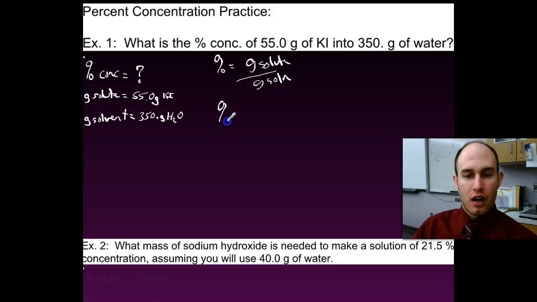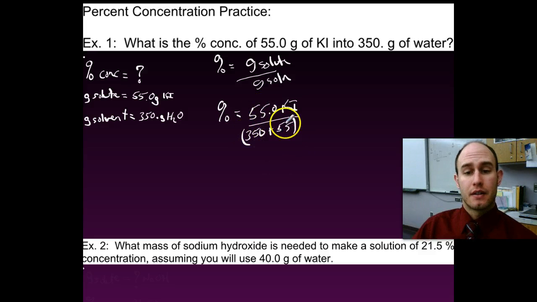I'm still unknown on my percent concentration. I'm given grams of solute, which is 55 grams of potassium iodide, and I'm dividing that by the 350 grams of water, but it needs to be the whole solution. So I have to add in the 55 grams of potassium iodide also. So it's really 55 divided by 405.